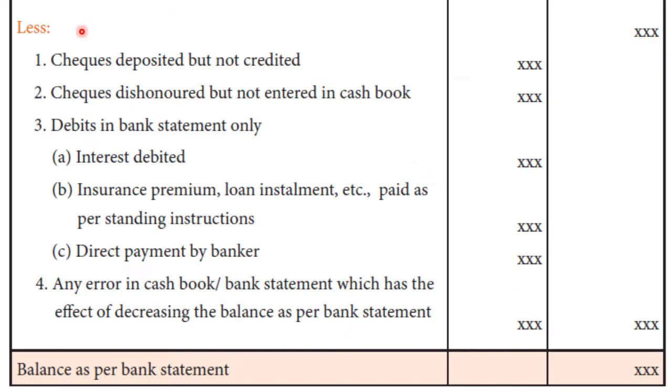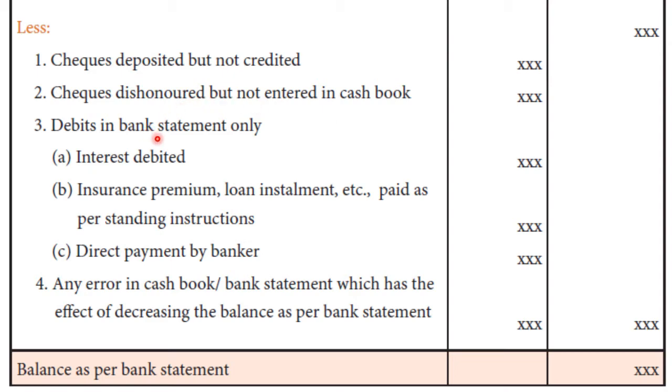Now what are the things to less? So checks deposited but not credited. If the check is deposited but if it is not credited, then what we have to do? We have to less. Checks dishonored but not entered in cash book. What does it mean? Actually it will be entered in the passbook.